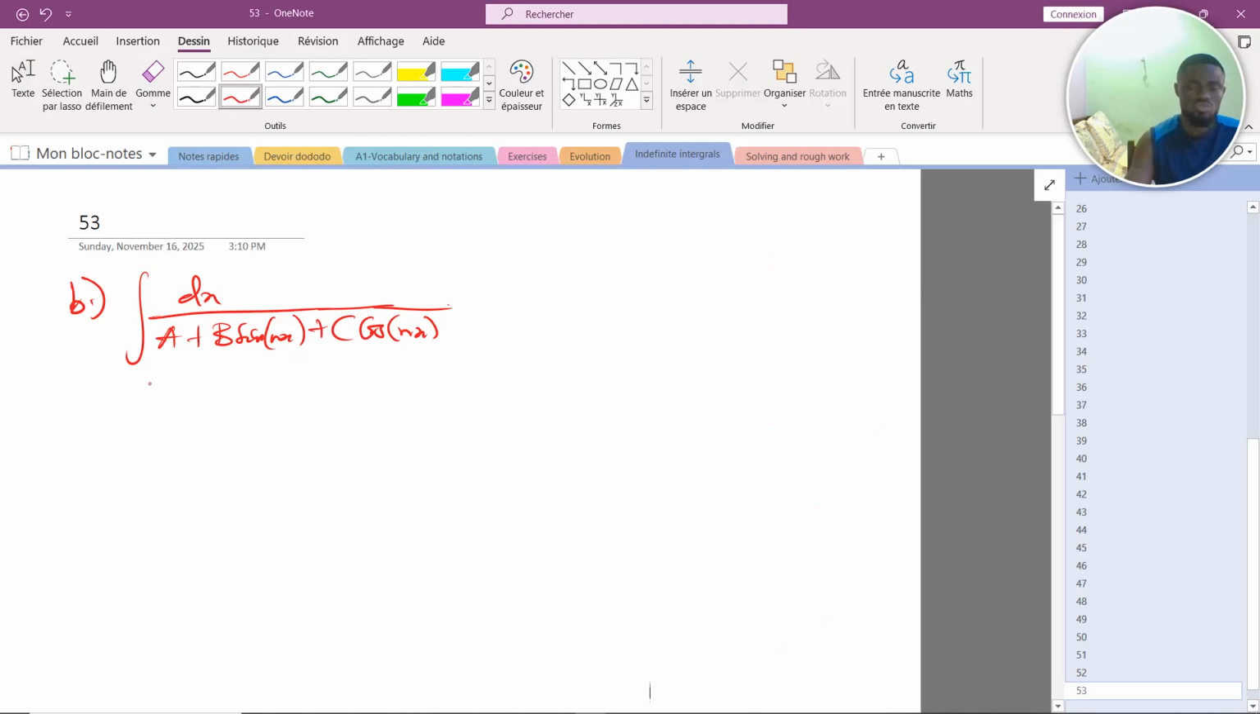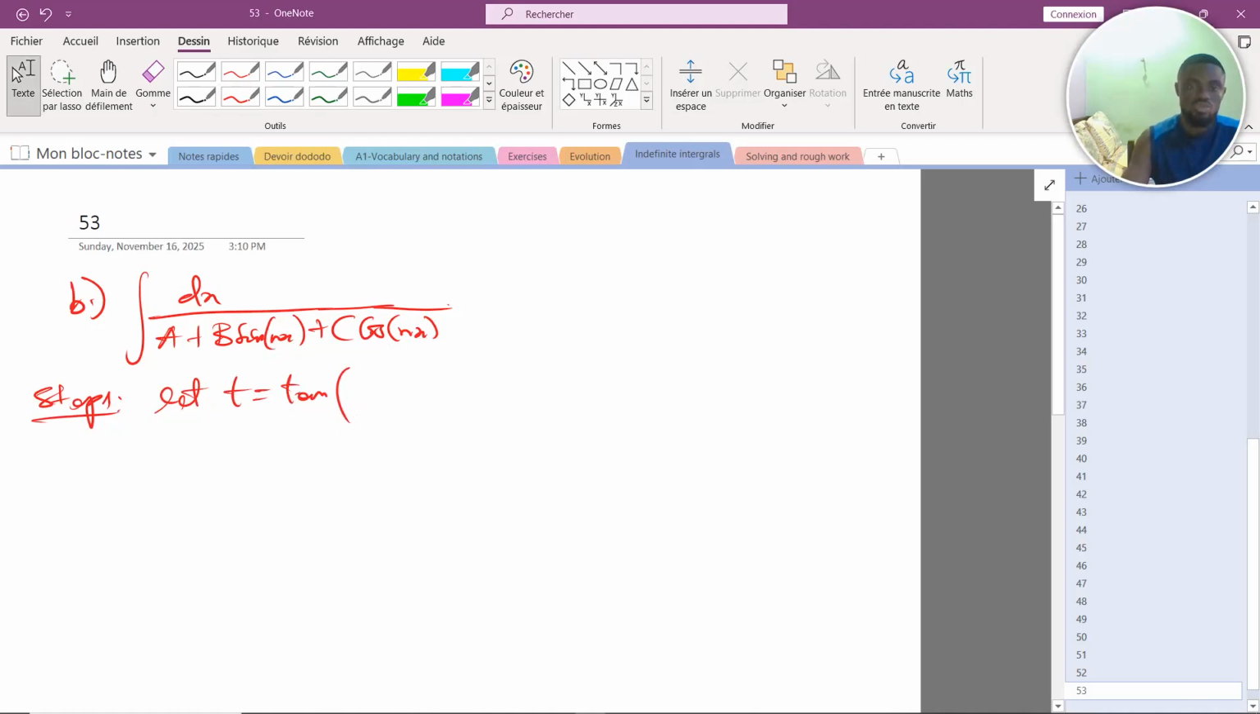So let me show you how you are to integrate this last form. Now you want to integrate this. The first step is you let t be equal to tan of, make sure the angle that's here is the same angle that's here.